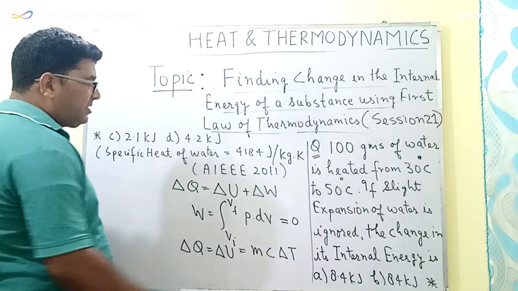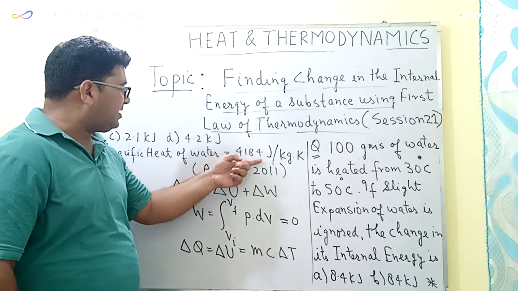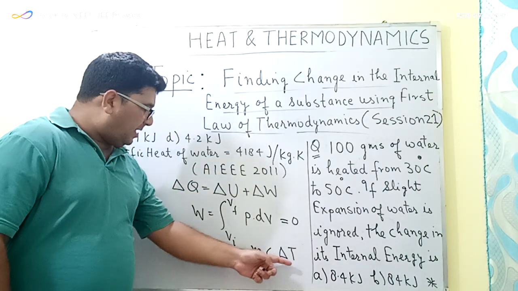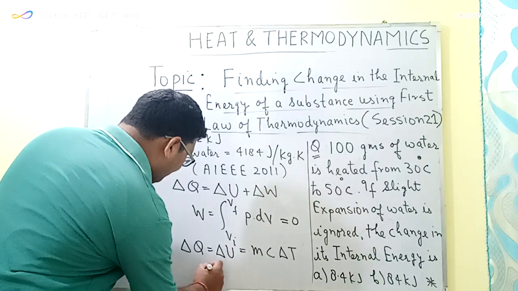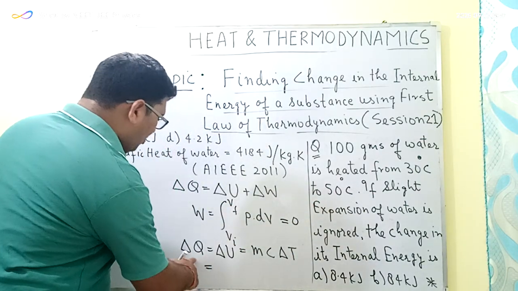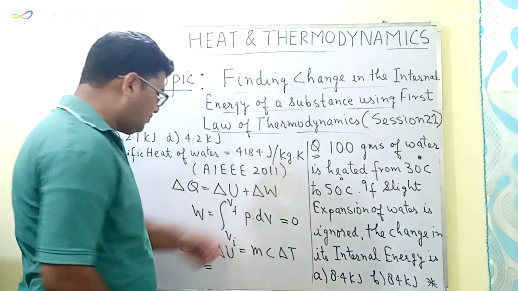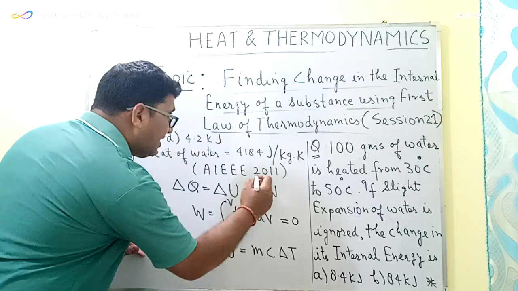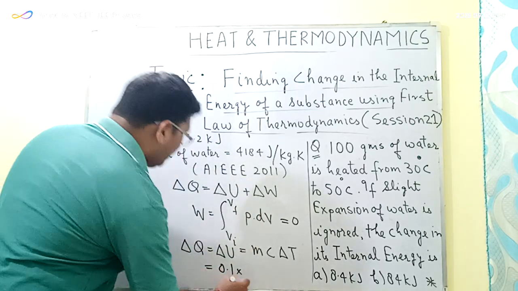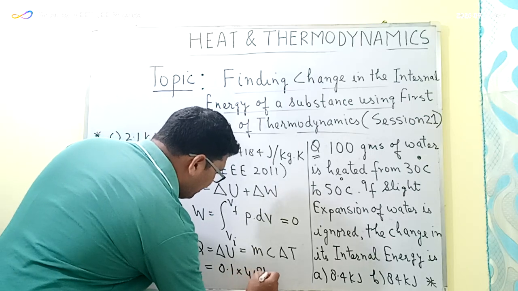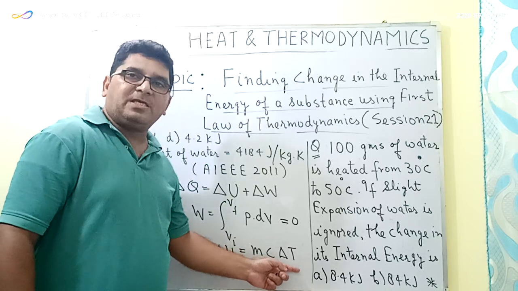Here the mass of the water is already given to us, 100 grams. C is the specific heat of water, which is equal to 4184 joule per kg Kelvin, and delta T is the change in the temperature. From here we can find the value of the heat supplied, which will be equal to the change in the internal energy of this water. Mass is in grams, so in kg it will be 0.1. C, the specific heat of water, is 4184, and delta T is to be calculated in Kelvin.